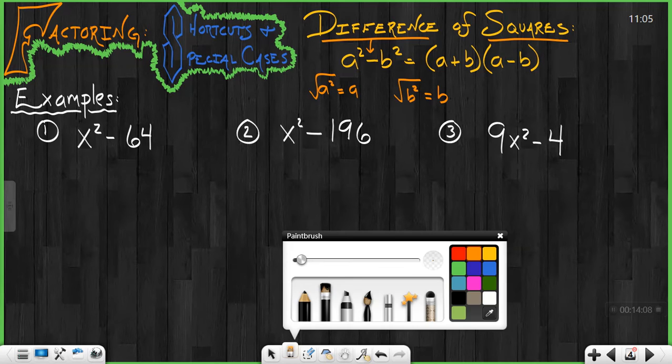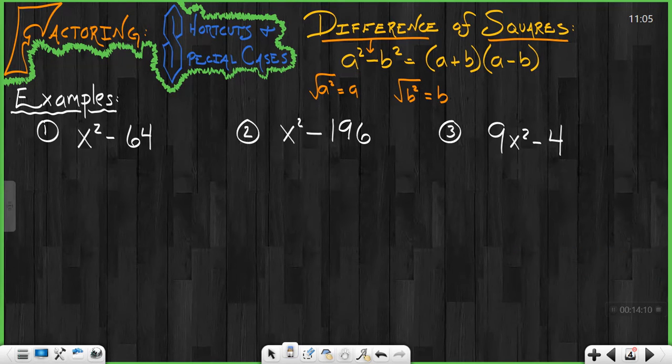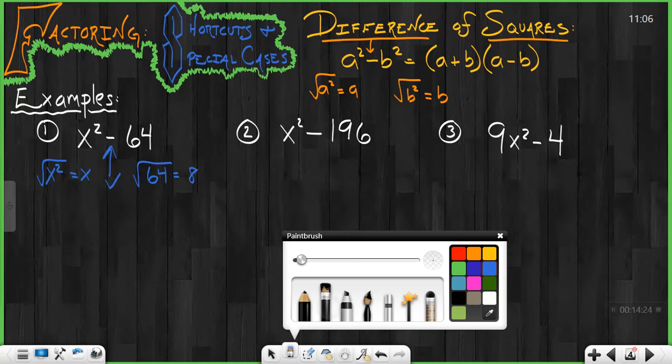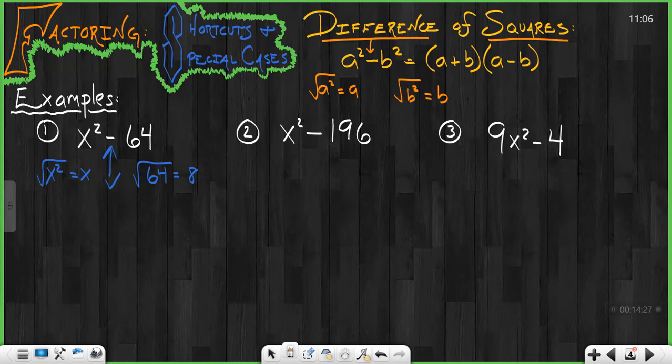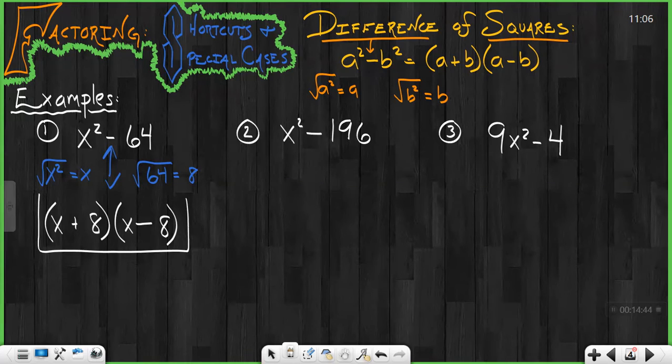So let's test this first one. Again, blue means what you're testing in your head. Can you take the square root of x squared? Yes, it's x. Can you take the square root of 64? Yes, it's 8. Is it a difference? Yes, it's a difference. Check. All right? And if those characteristics all apply, then you apply a rule. You take the square root of the first term, x, and the square root of the second term, 8, and you form groups with them. Unlike perfect square trinomials, where they were the same group, a difference of squares has two different signs. And that's it. Difference of squares is actually easier than perfect square trinomials.